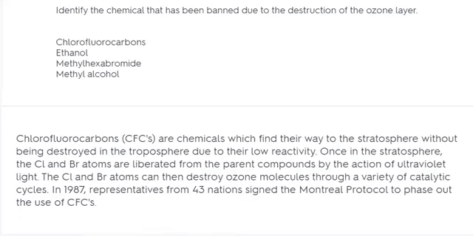Identify the chemical that has been banned due to the destruction of the ozone layer. Chlorofluorocarbons, ethanol, methyl bromide, methyl alcohol.